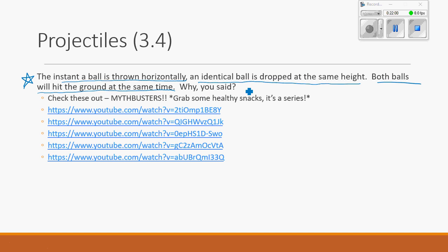Now, here's the deal. A lot of people don't believe this is true. So, the famous Mythbusters, which I hope you guys still know who they are, they did a show on this. And these are the different pieces to the show. So there's 5 pieces here. It's a series. So you get to watch these 5 different pieces and then report back on if this actually happened and why it happened.